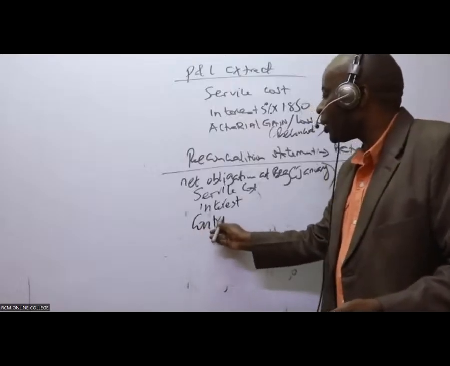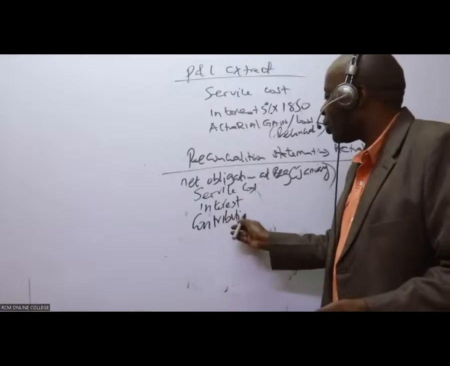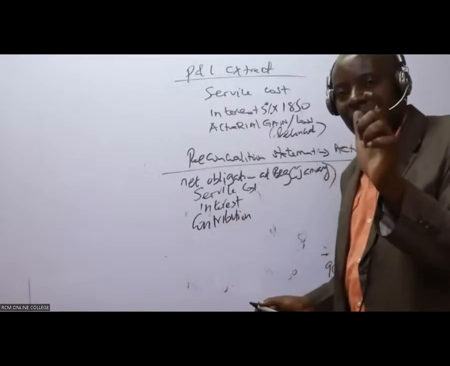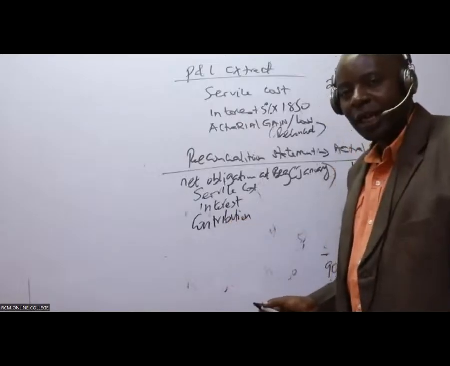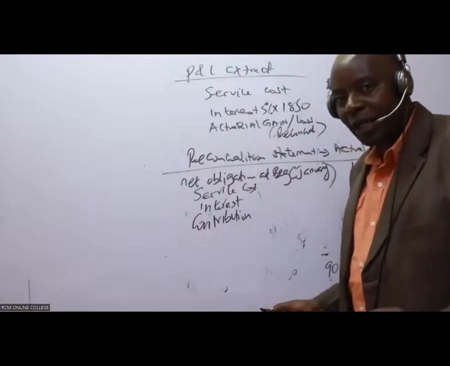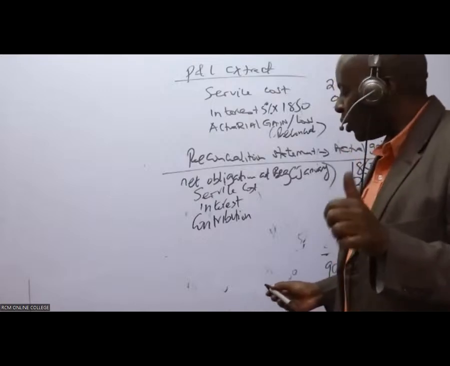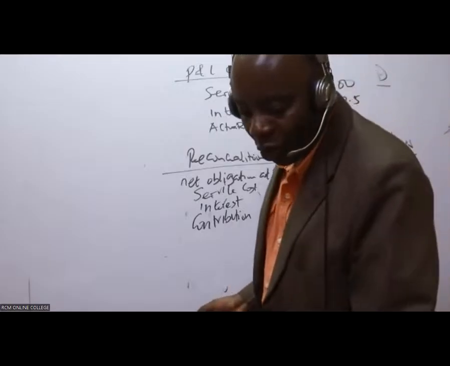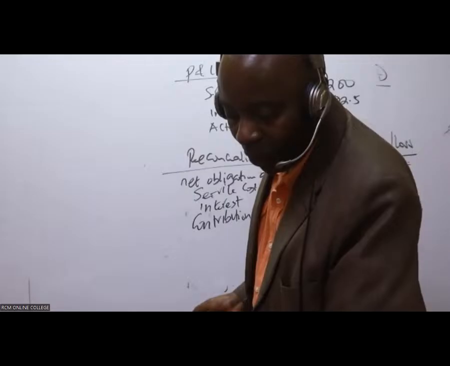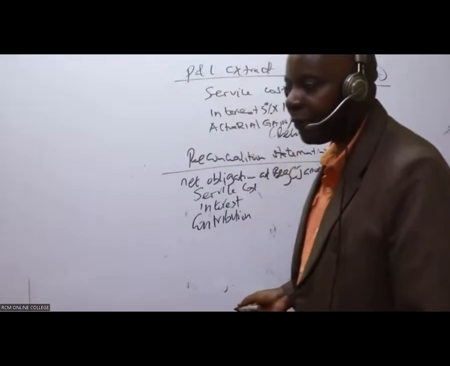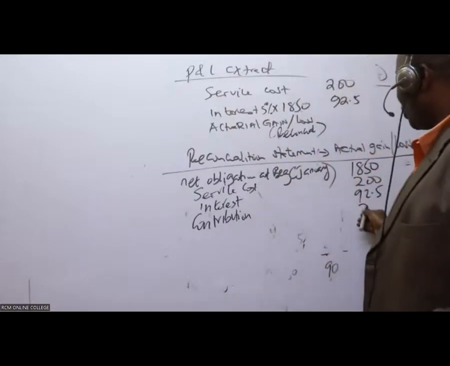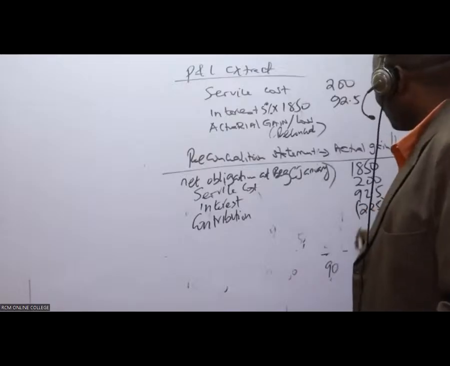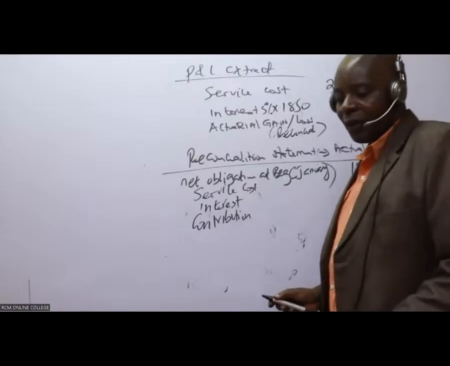Even if I don't understand so much, I know the contribution in this case received is increasing my assets, and therefore my net obligation is going down. So the contribution must always be deducted. So contribution is how much? 225.